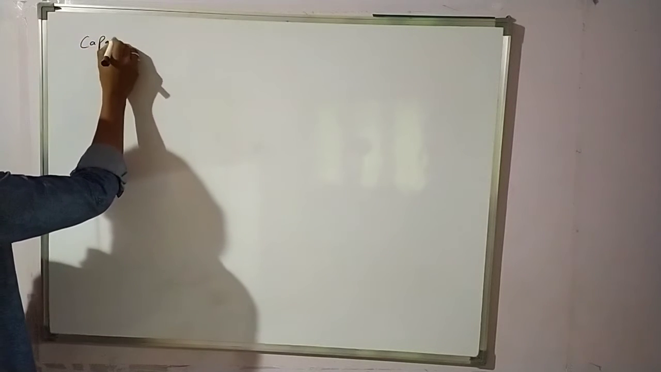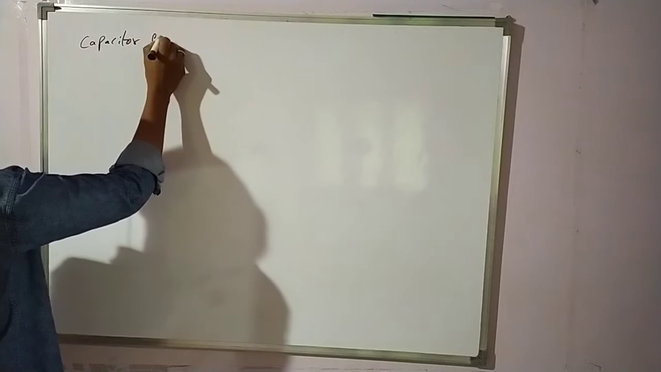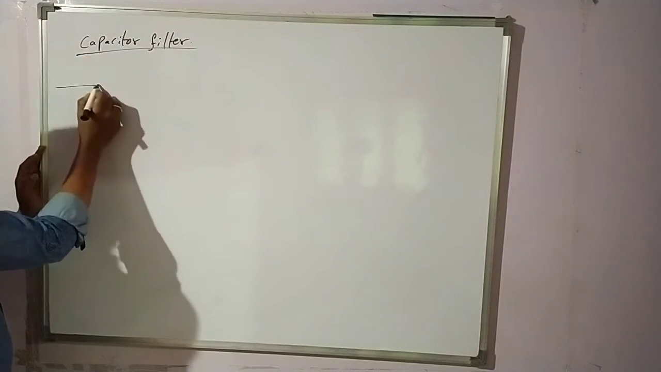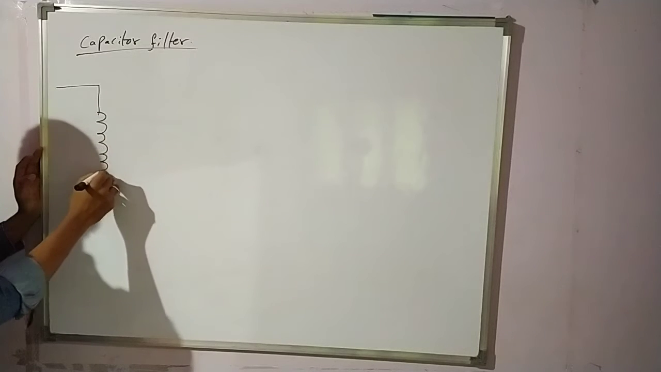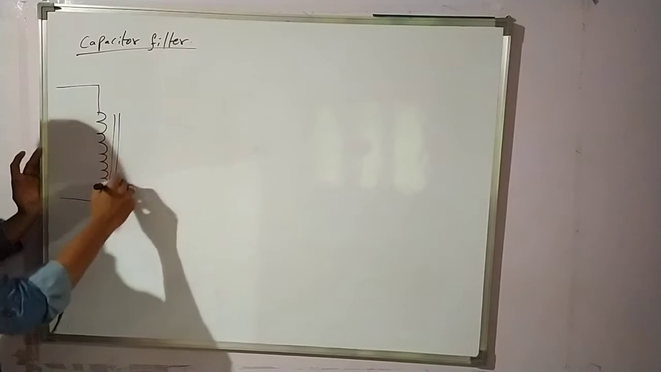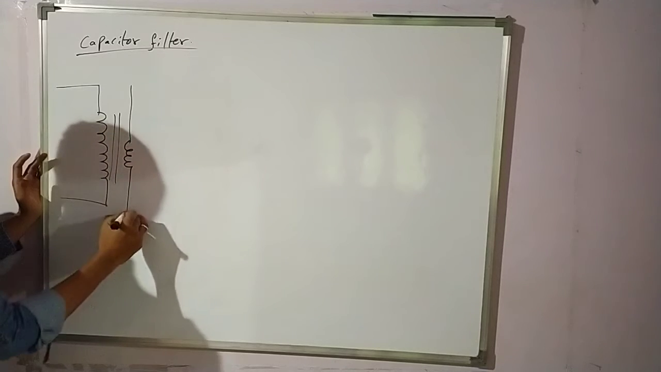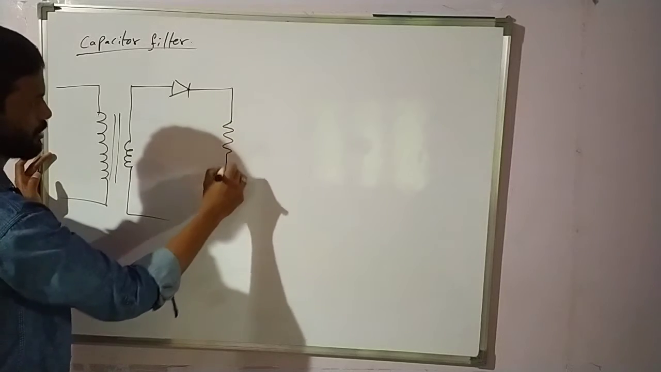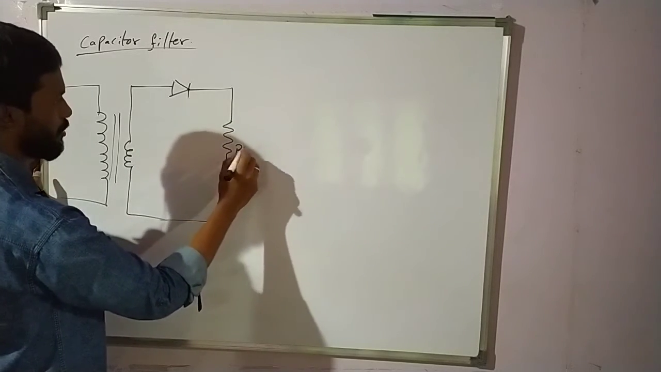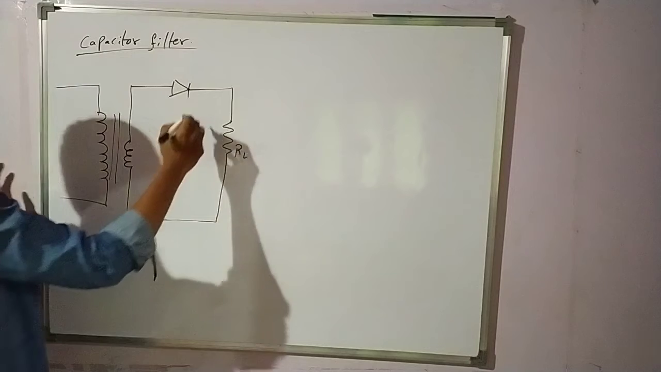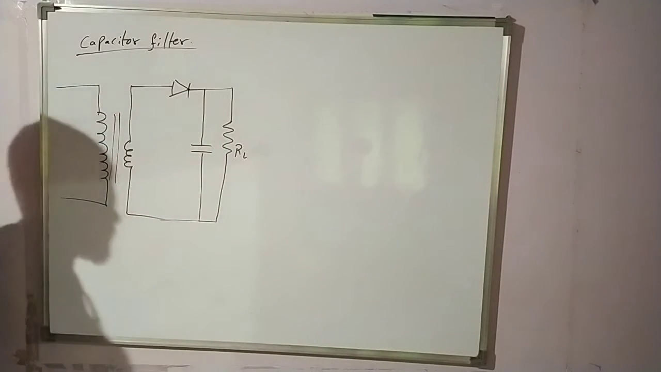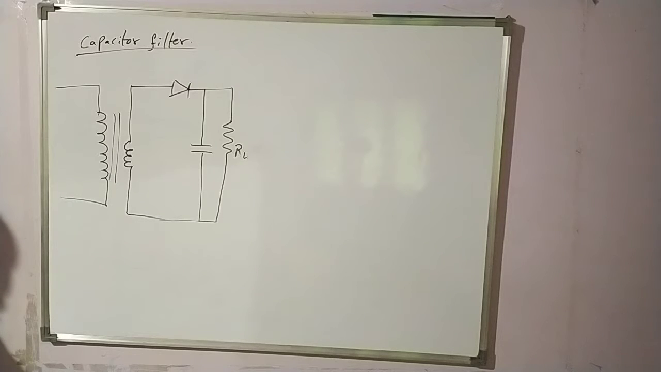So, capacitor filter. Let's draw the circuit diagram. Half wave rectifier was there, full wave rectifier. So, this is the transformer, then this is my rectifier and this is my load resistor RL. If you take across this RL, you will get a pulsating DC signal. To convert into pure DC, I am adding a capacitor. Why do I add this capacitor in parallel? Why not in series? These are all we will discuss.